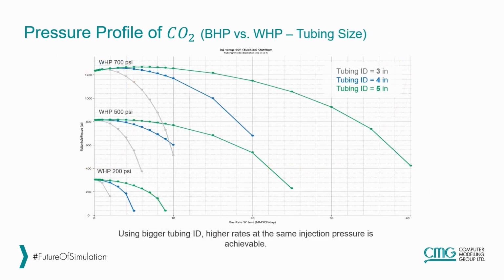So how much bigger tubing sizes are going to help us in terms of achieving higher injection rates? Here in this plot, we see the bottom hole pressure versus gas injection rate at different wellhead pressures. The green curves are 5 inches tubing ID, blue ones are 4, and gray ones are 3. If we just look at the wellhead pressure of 700 psi, we see that by increasing the tubing size, we can significantly increase the maximum injection rate achievable. So by using bigger tubing IDs, we can achieve higher injection rates at the same injection pressure.